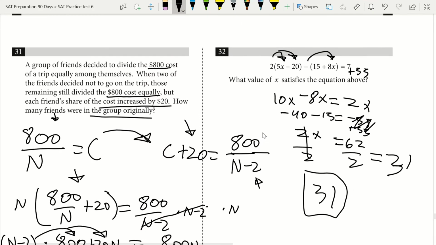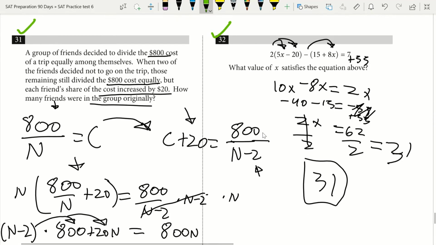For 32, what value of x satisfies the equation given above? At this point, I'm just distributing my 2 and then distributing my negative sign. I distribute my 2, that's going to be 10x minus 40. So I've got 10x minus 40 minus 15, so that's going to be 10x minus 55. And then I've got minus 8x, so that's going to give me 2x minus 55. I add 55 to each side. Now I've got 2x equals 62. 62 over 2 is going to give me 31. So that one is checked as well. Okay, so I've checked both of these.